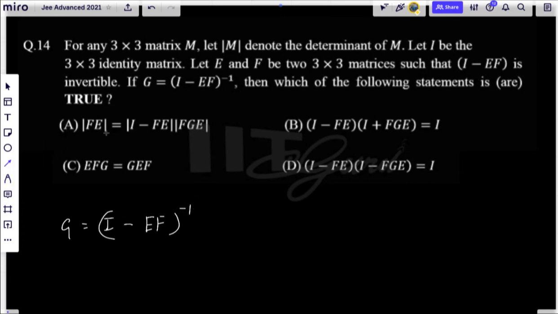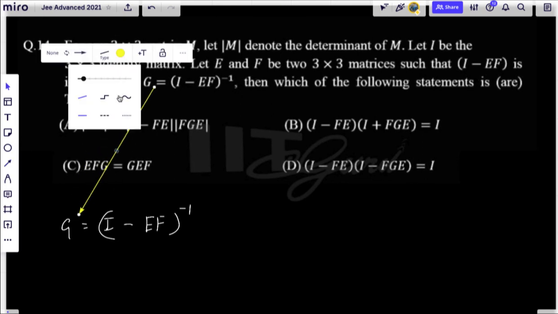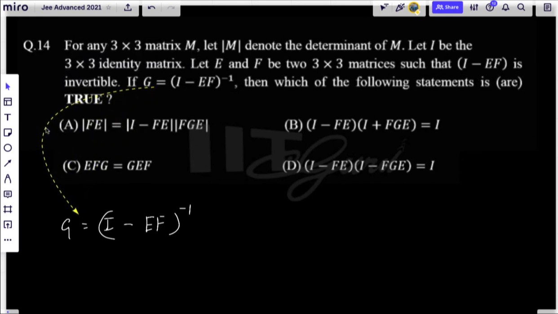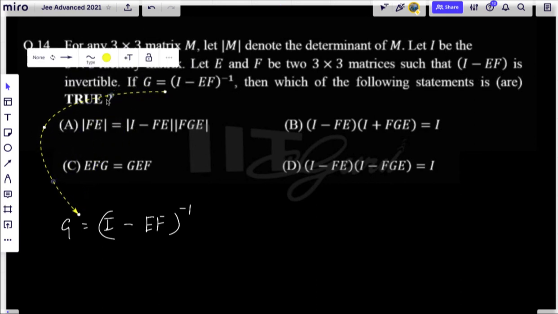You can see this G is equal to I minus EF inverse. This is given. So this part is given over here. You can see from the question we are doing.